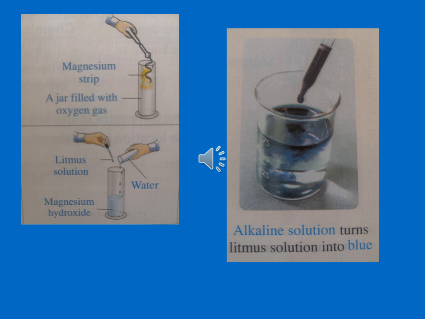Here we are burning a magnesium strip in a jar filled with oxygen. So it will give us magnesium oxide. Then we add water, and the water will turn magnesium oxide to magnesium hydroxide, which we called alkali. Alkali is basic. So by adding litmus solution, the color of this solution will turn to blue because alkaline solutions like magnesium hydroxide turn the litmus solution into blue color.